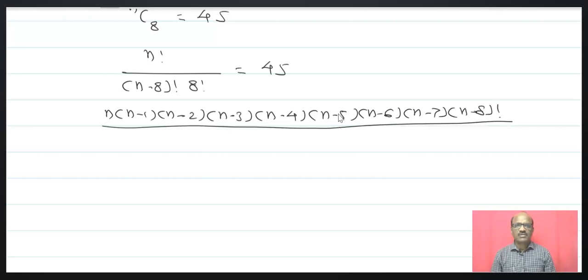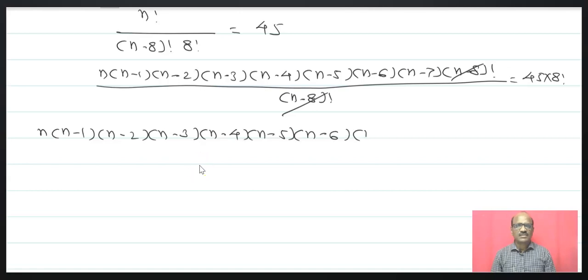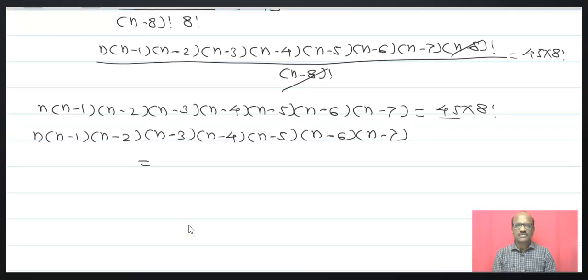n minus 8 factorial upon n minus 8 factorial into 8 factorial. And now here n into n minus 1 into n minus 2, n minus 3, n minus 4, that is equal to 45 into 8 factorial. n into n minus 1, n minus 2, n minus 3, n minus 4, n minus 5, n minus 6 into n minus 7 is equal to... You have to write these terms in terms of the product to find out the value of n.